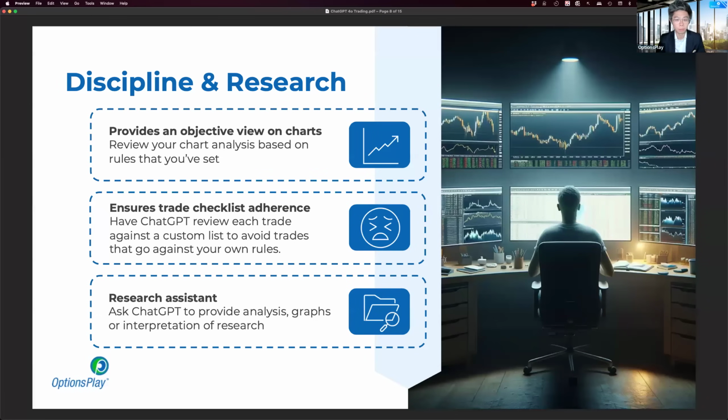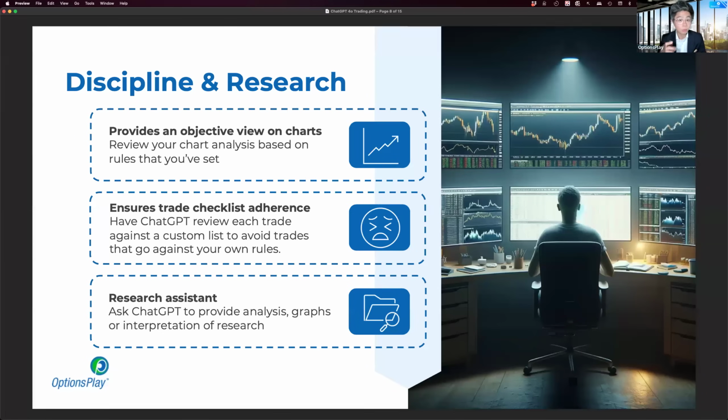Something that we wouldn't have been able to do in the old versions of ChatGPT. The second thing you're going to be able to do is ensure a trade checklist. And this is for both trade entry and trade management. So we generally have rules that we want to stick to with regards to trade entry. Those are risk parameters that we want to make sure that we stay within.